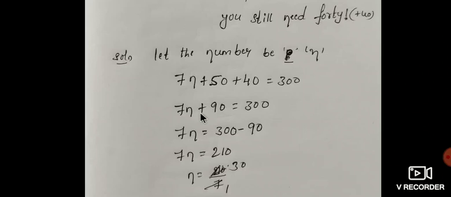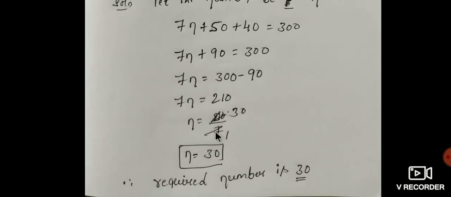Then 7n plus 50 plus 40, that is 90, is equal to 300. Then 7n is equal to 300 plus 90, shifting from the LHS to the RHS becomes minus 90. Then 7n is equal to 300 minus 90, which is 210. Then we should find the value of n. So we should shift this 7. Therefore n is equal to 210 by 7. This divides like this. 7 ones are 7, 7 threes are 21, 7 zeros are 0. Therefore n is equal to 30 is the answer.